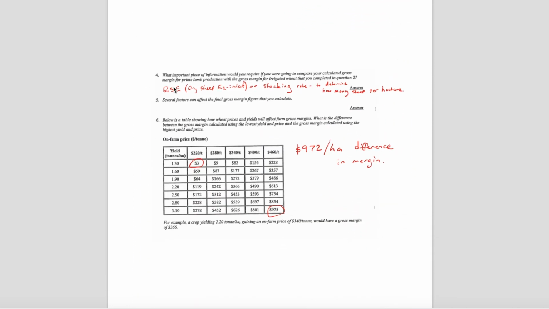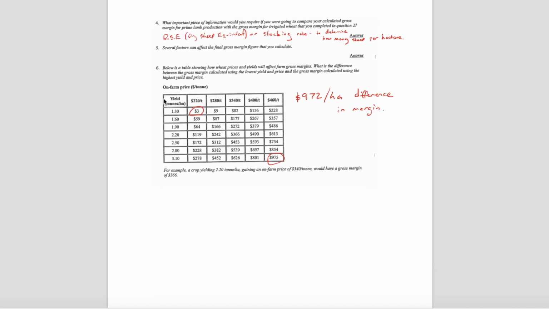This is another example here of calculating gross margins. So why is it important? Which important piece of information would you require if you're going to compare gross margin for prime lamb production and gross margin for irrigated wheat? You need to know what's known as the DSE, or the dry sheep equivalent. And this means how many sheep you can have on a hectare that are not pregnant, which is also known as a stocking rate. So you'd have to work out how many animals you can have per hectare if you wanted to compare it to wheat, which you're obviously going to work out per hectare.